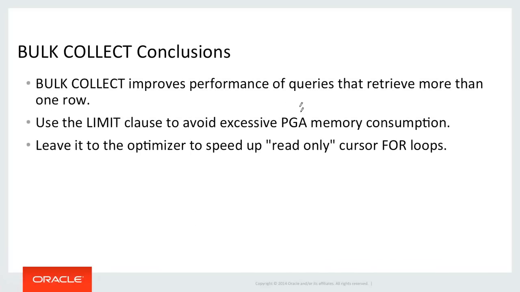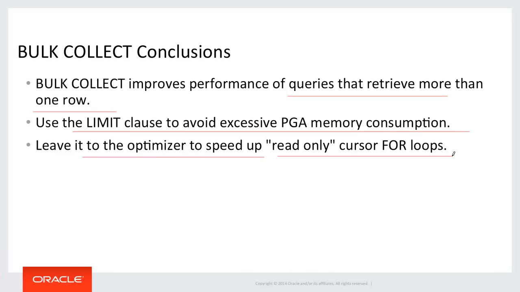Bulk collect will improve the performance of queries that retrieve more than one row. And in fact, in the Oracle doc set, they say that if you are fetching 4 or more rows, you will see a benefit of performance improvement, which is pretty amazing. But it's not likely to matter until you're working with hundreds or thousands, certainly thousands and higher rows. Use that limit clause in production code to avoid excessive PGA memory consumption. And whenever possible, leave the optimizer to do its job and speed up those read-only cursor for loops. Do not explicitly convert them.